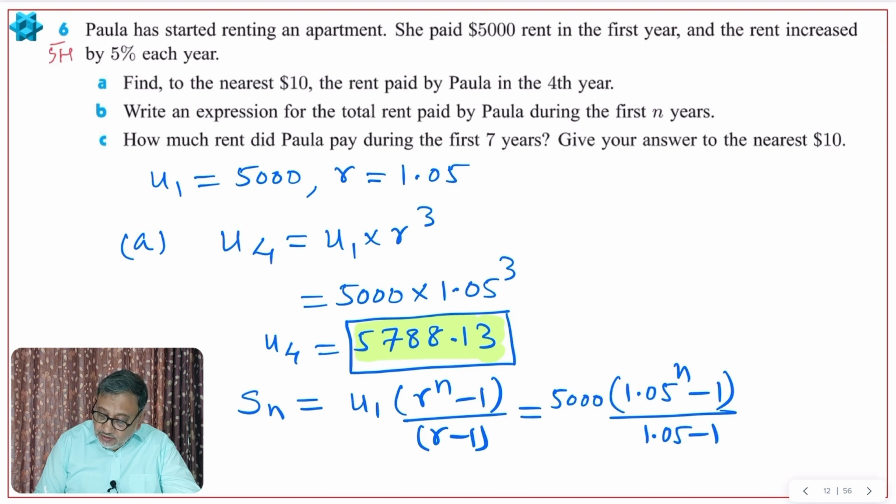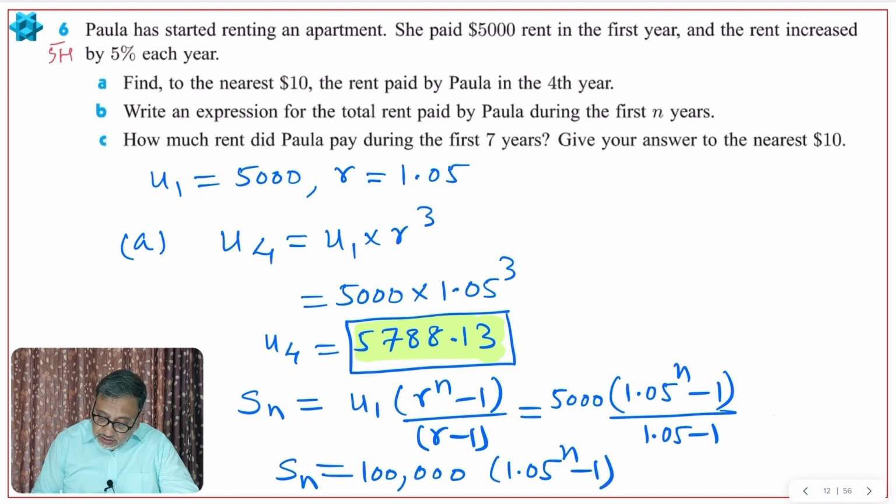So finally, 1.05 minus 1 will be 0.05. So 5,000 divided by 0.05 gives me 100,000. So 100,000 into, or let me write it on the next line. So Sn is equal to 100,000 into bracket 1.05 to the power n minus 1. This is the sum of n terms, right?